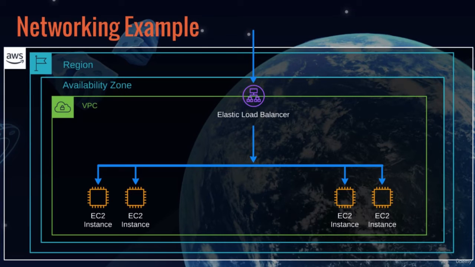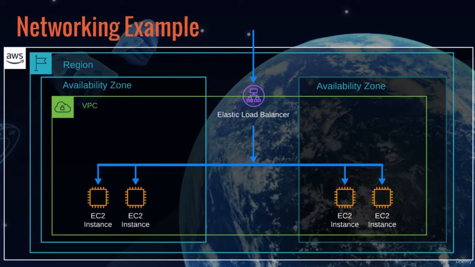That is why it's always desirable to have our architecture distributed across multiple availability zones. That way, if one availability zone goes down, the other one will continue to operate and the infrastructure within that other availability zone will continue to respond to requests.